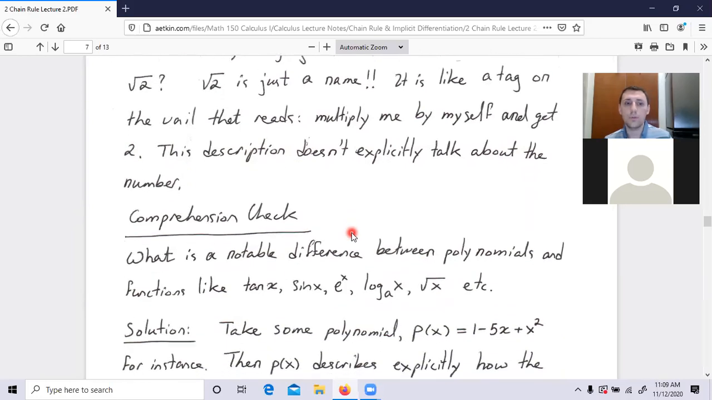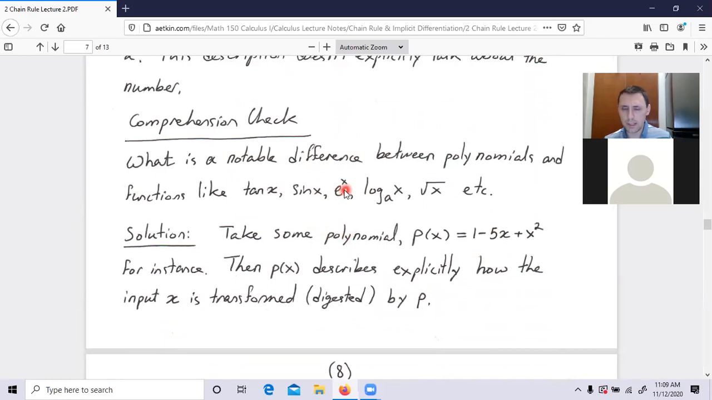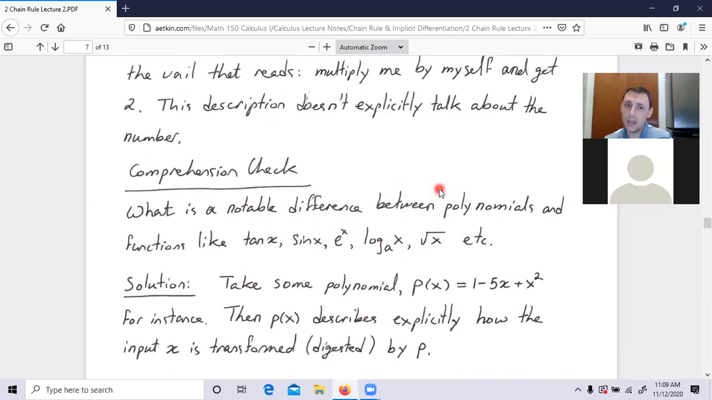And here is a very short comprehension check, guys. It's a bit difficult to answer in text, but let's see if anybody will speak or try to answer it by text. I want to see if you remember what is a notable difference between polynomials and functions like tangent, sine, e to the x, log, root, etc. What's so special about polynomials? Perhaps you can also say rational functions. So polynomials and rational functions are of that type, but especially polynomials. And other functions are not necessarily right away of that type. Do you understand my question? So why fundamentally are polynomials more familiar than tangent, sine, e to the x, etc.?